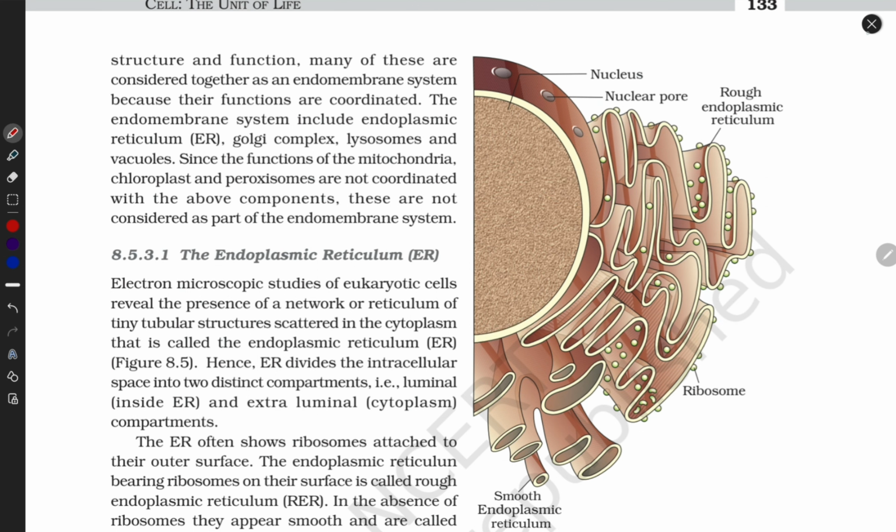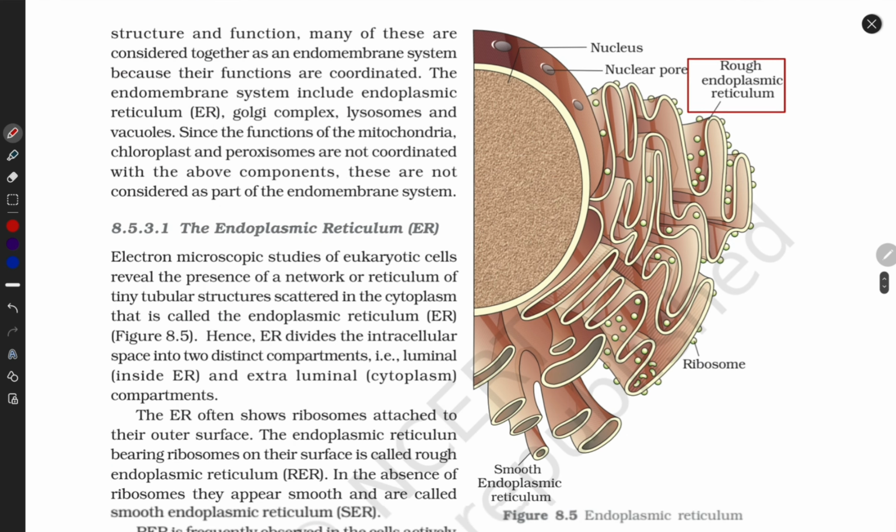Now very clear. There are two types of ER present. One is rough endoplasmic reticulum and another is smooth endoplasmic reticulum. What is the function of rough endoplasmic reticulum? Of course they carry messages and do their function. Okay, we will study that. But why do we say rough ER?